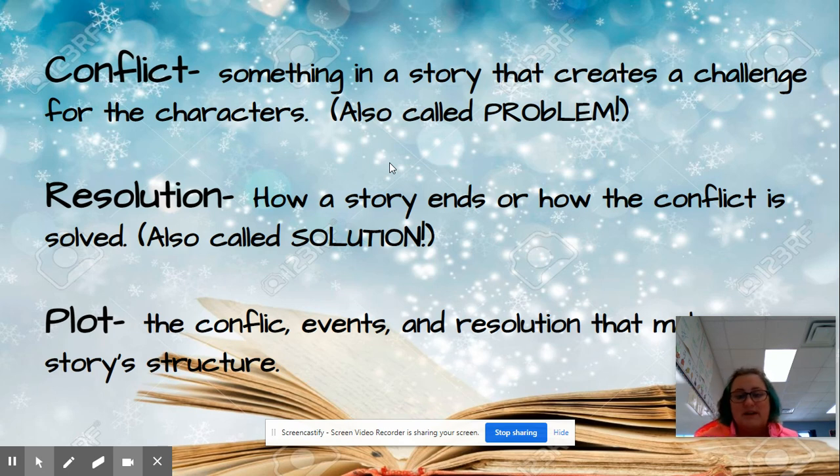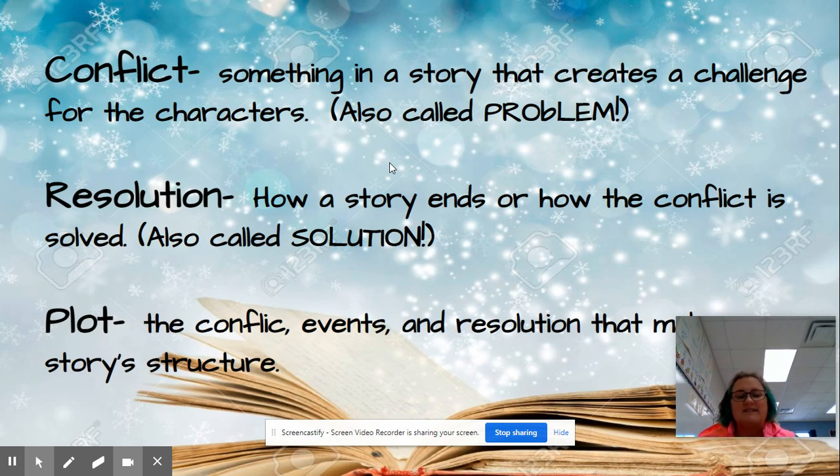Resolution, which is how a story ends or how the conflict is solved, also called solution. So you've already known what problem and solution is. You've just learned more words that have a similar meaning like conflict and resolution.